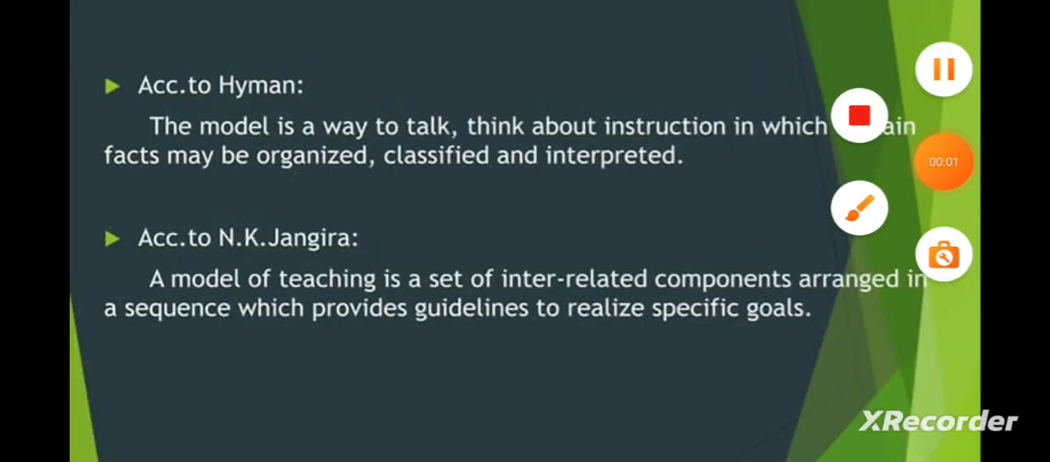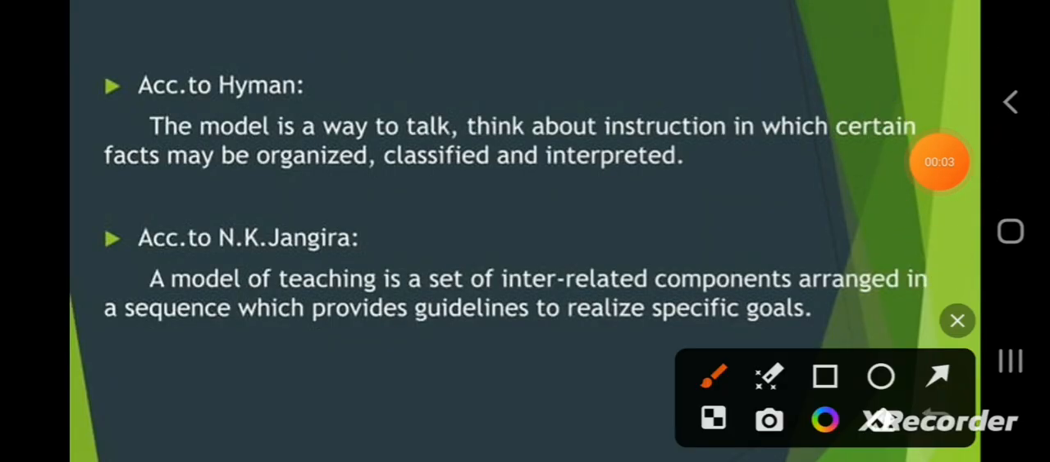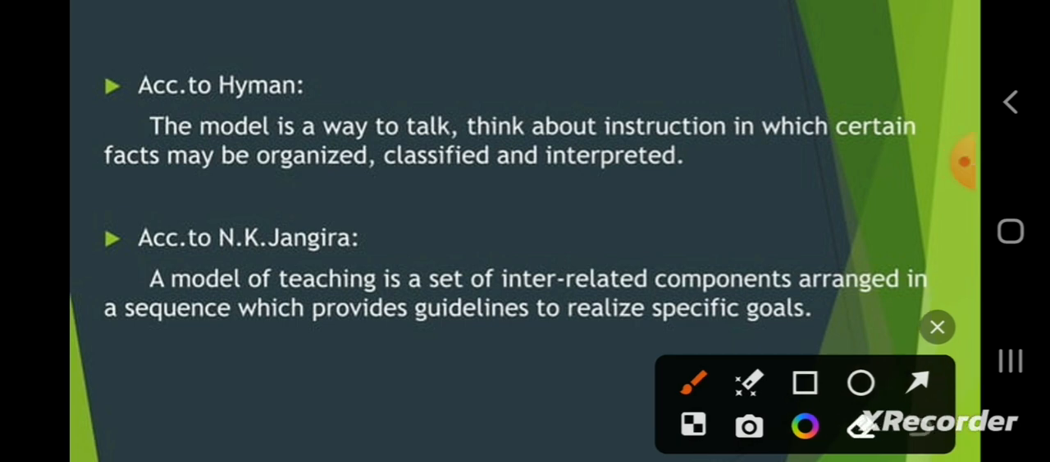According to N.K. Jangira, a model of teaching is a set of interrelated components arranged in a sequence which provides guidelines to realize specific goals.